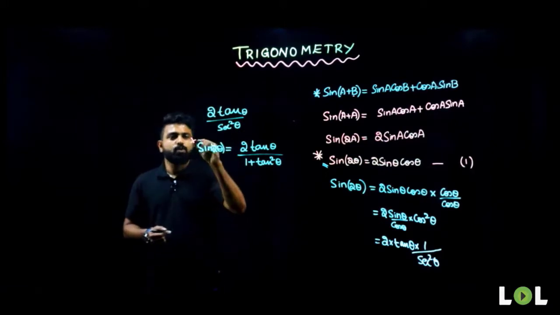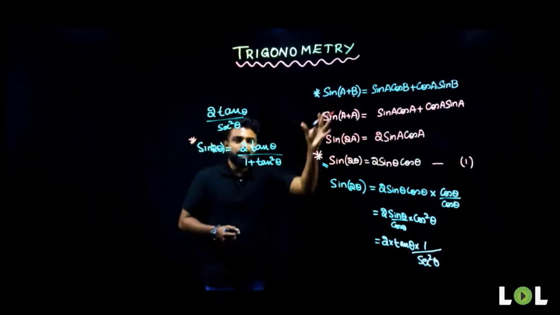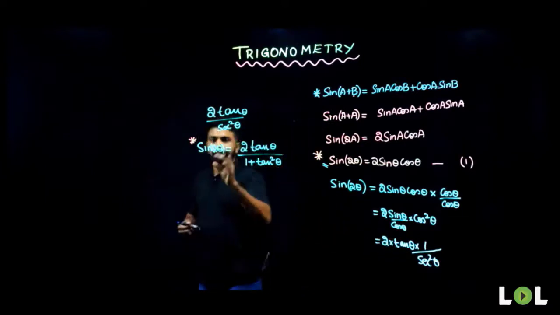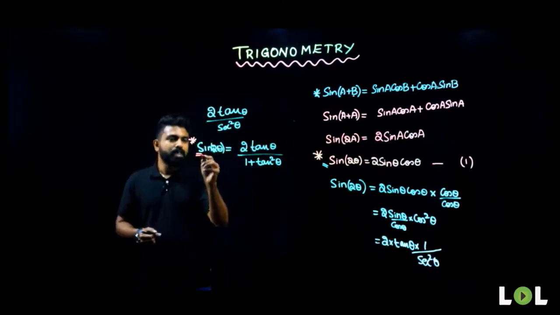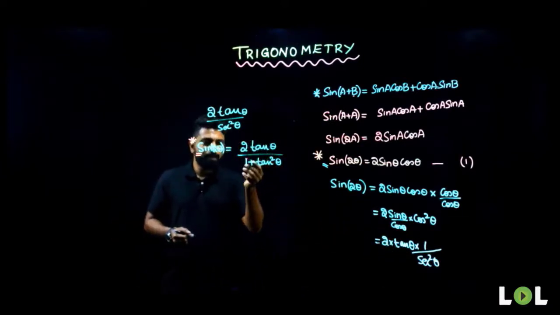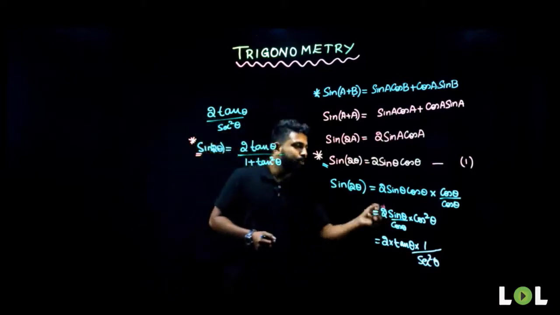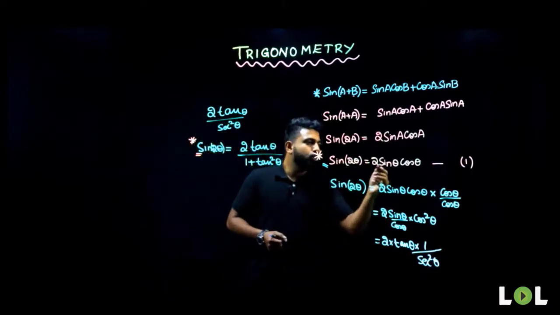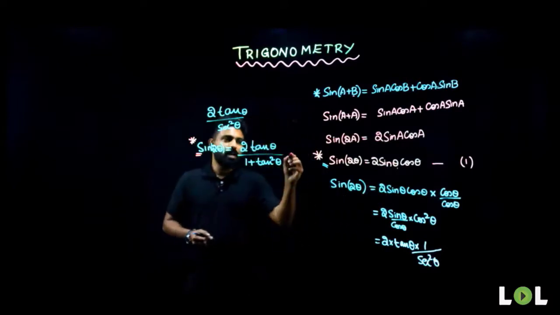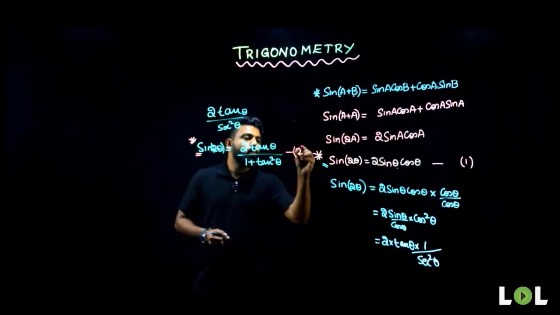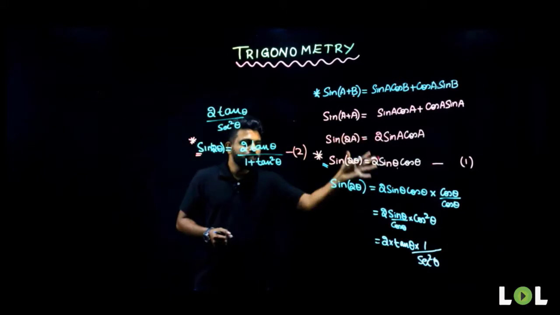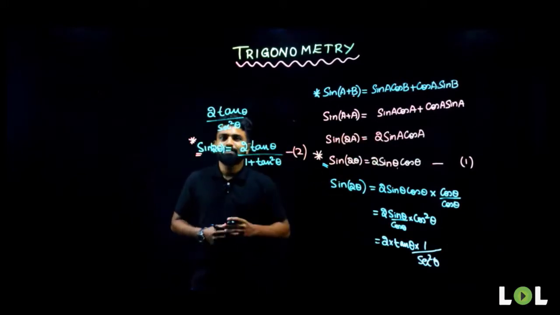So look at this, using one formula, we could derive the other two formulas here. Both of these are very important. Sin 2 theta is equal to 2 tan theta divided by 1 plus tan square theta, as well as sin 2 theta is equal to 2 sin theta into cos theta. Both of these are very important formulas and we'll be using them in various conditions.